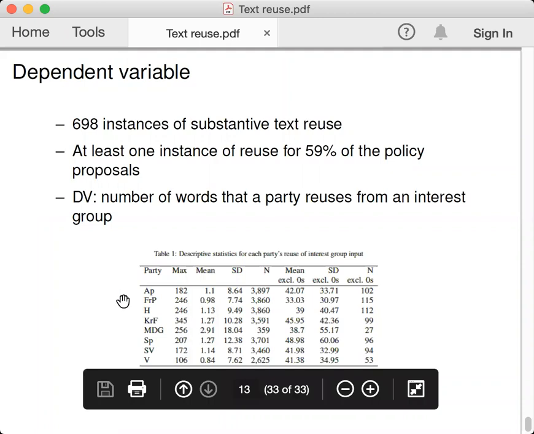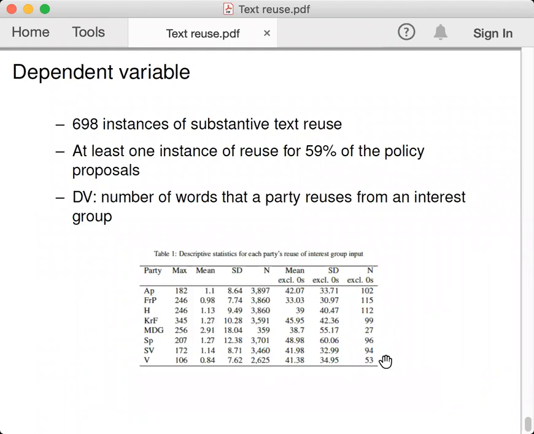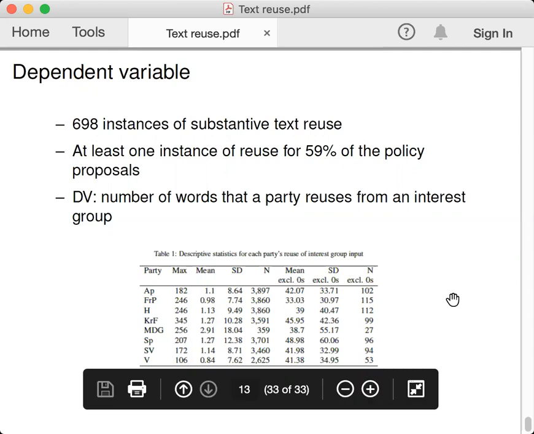Here we have all the different parties. If we exclude the cases where they don't listen to anyone, it's a fairly similar number of words that they typically copy, so it's similar across parties. Some parties I don't have that many observations for, but all of the parties in Norway do this kind of reuse of interest group input. It's not exclusive to specific parties. Okay, that was what I wanted to say. That was my presentation.